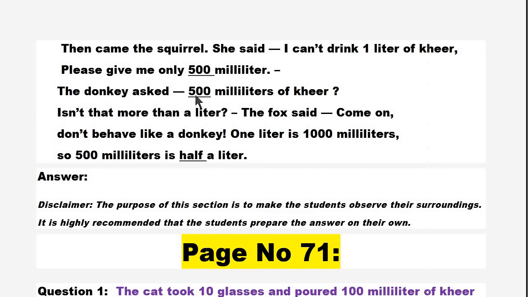The donkey asked her, 500 milliliter of kheer, isn't that more than a liter? The fox said, come on, don't behave like a donkey. 1 liter is 1000 milliliters. So 500 milliliter is a half liter.